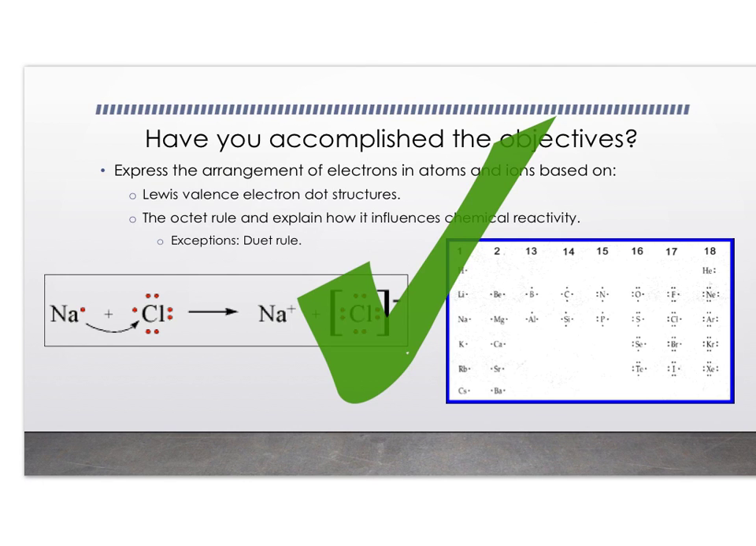Okay, so are you able to express the arrangement of electrons and atoms and ions based on Lewis dot structures? Are you able to also explain the octet rule or the duet rule? If you're not, you should probably restart the video, watch it again, highlight areas that you need to have questions answered, and then ask me the next time we talk about this in class.